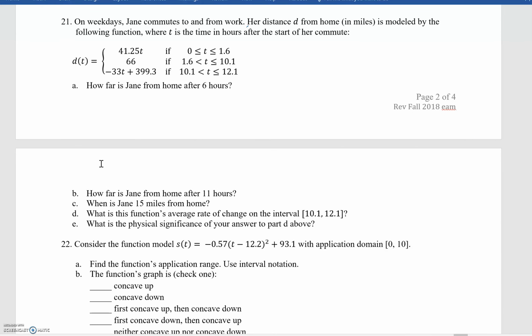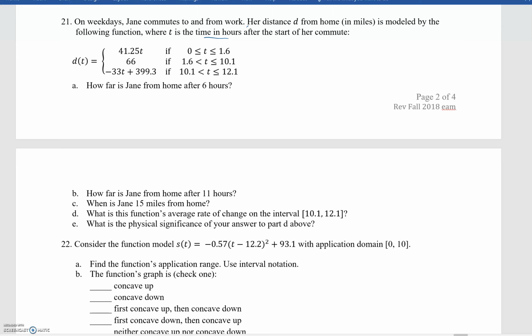On weekdays, Jane commutes to and from work. Her distance d from home in miles is modeled by the following function, where t is time in hours after the start of her commute. And then we're given this function d of t, which clearly is a piecewise linear function. And we've got a bunch of questions about it.